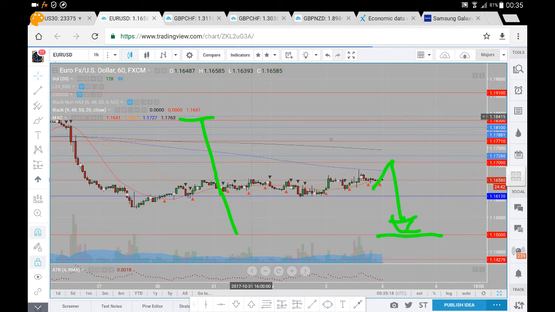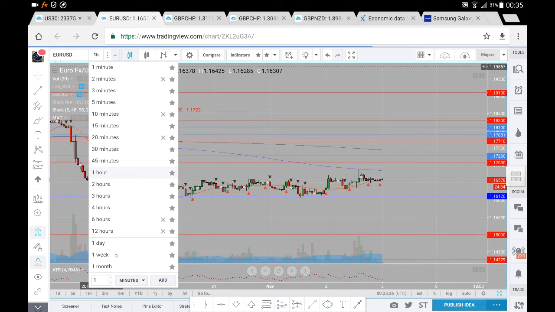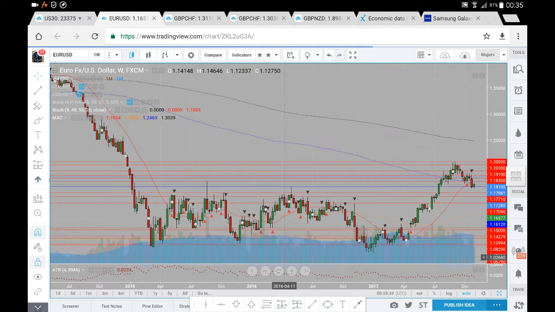Now let's just have a look at the other time frames before wrapping up here. We're going to have a look at the weekly time frame, and we should be in bullish territory. Let's just have a look. So currently we are in bullish territory.